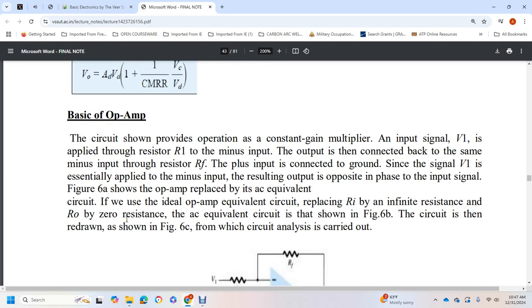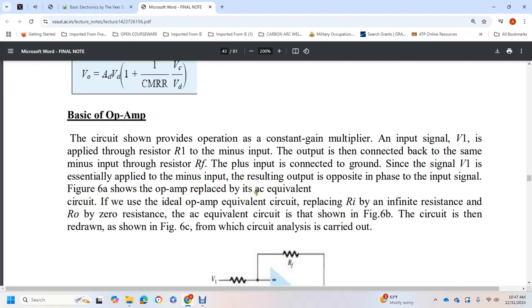Basic operational amplifier. The circuit shown is a constant gain multiplier with the operational amplifier. Input signal voltage 1 is applied through resistor 1 to the minus input, with the output connected back to the same minus input through resistor feedback. The plus input is connected to ground. The signal voltage 1 is essentially applied to the minus input, with the resulting output opposite in phase to the input signal. Figure 6a shows the operational amp replaced by the AC equivalent circuit.